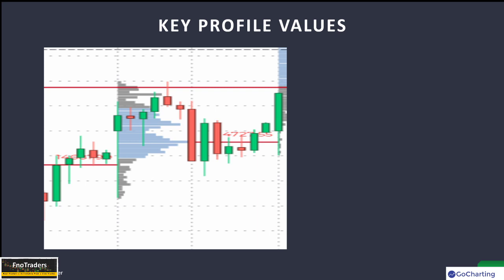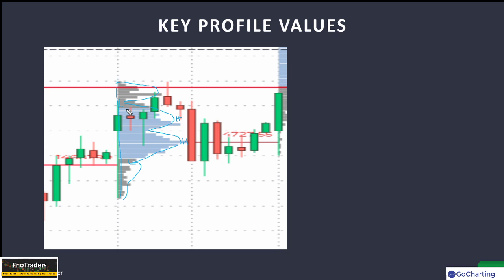Now key profile values. There are three main references. First of all, a common context is HVN and LVN, which is nothing but high volume node and low volume node. Let's say this is the profile of this session. You have this major volume around these middle two areas. So this is called a high volume node, and these are called low volume nodes, where the volumes were low. Generally any higher volume zone is called a high volume node, and a lower volume zone is called a low volume node.